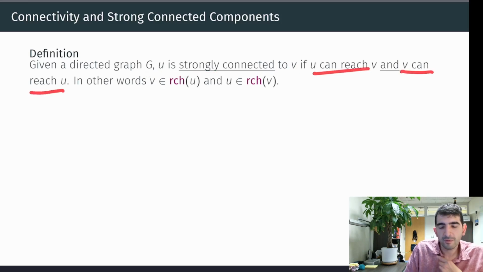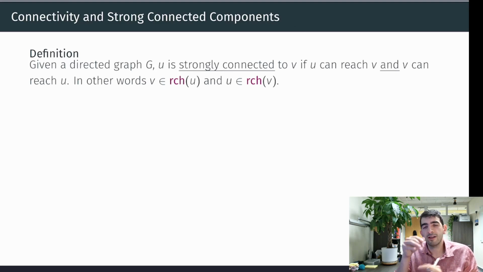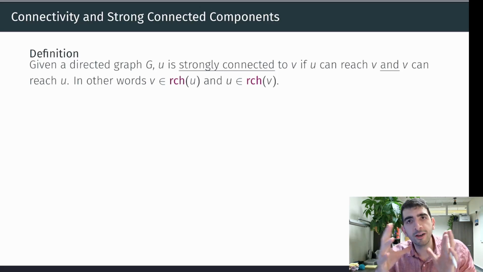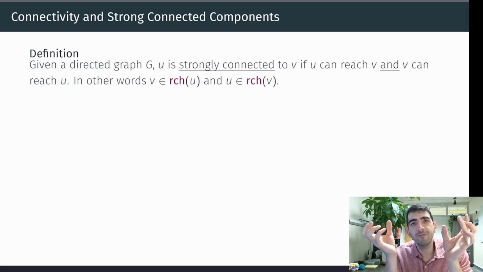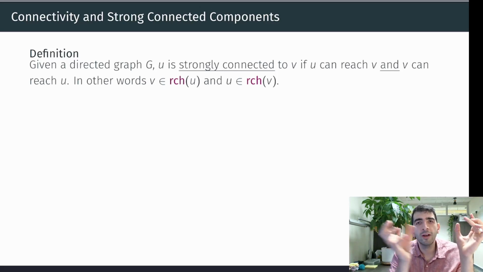reach U. Whereas in undirected graphs, strong connectivity was a given, right? If you could reach V, then V could always reach you. In directed graphs, that's not a given. So, because connectivity is not a given in directed graphs, we introduce this concept of strong connectivity, which is that two vertices are strongly connected if vertex U can reach vertex V and vertex V can reach vertex U.